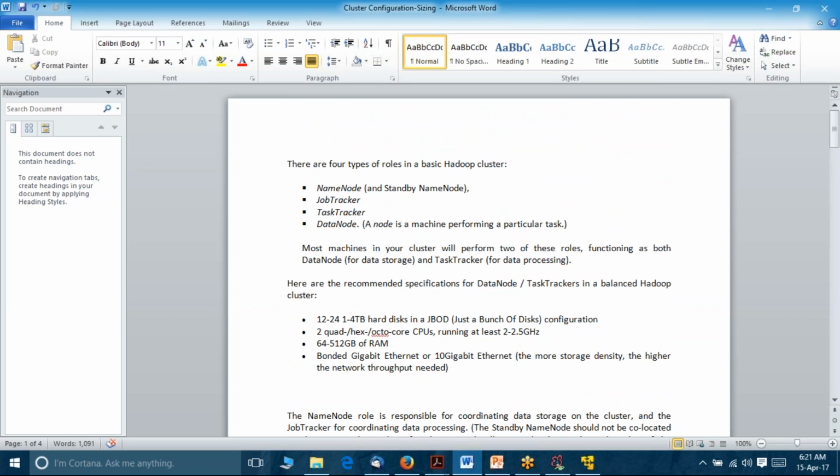Look at the types of roles you have in any Hadoop cluster. What are the types of roles in any type of Hadoop cluster? The basic roles I'm talking about, apart from which we have other roles also: name node, job tracker, task tracker, and data node.